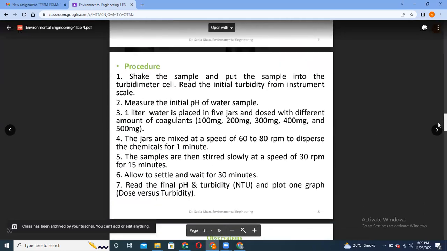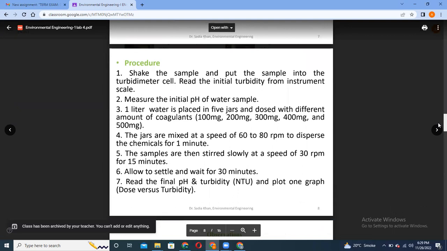The procedure involved in this lab is that we shake the sample and put it into the turbidimeter cell, read the initial turbidity from the instrument scale, and measure the initial pH of the water sample. 1 liter of water is placed in 5 jars and dosed with different amounts of coagulant: 100 mg, 200 mg, 300 mg, 400 mg, and 500 milligrams.